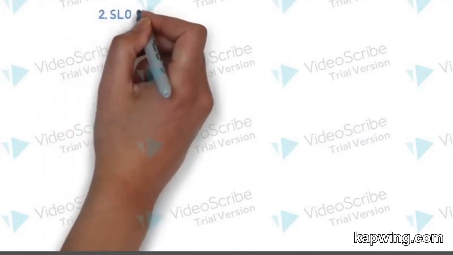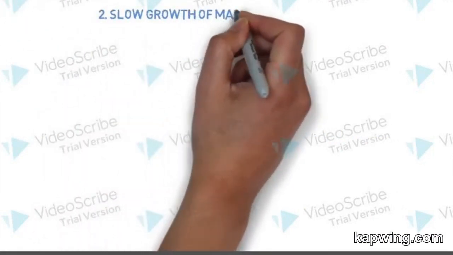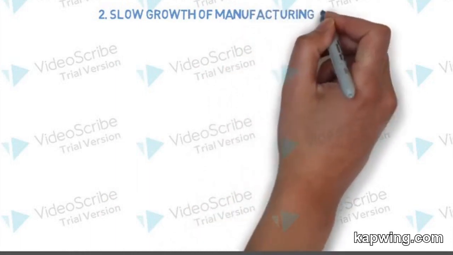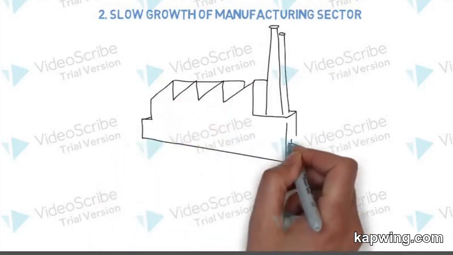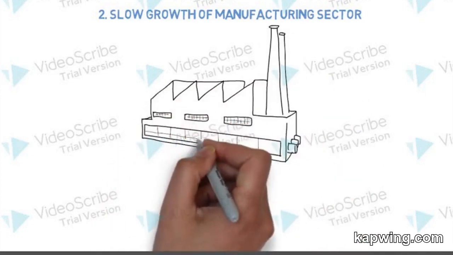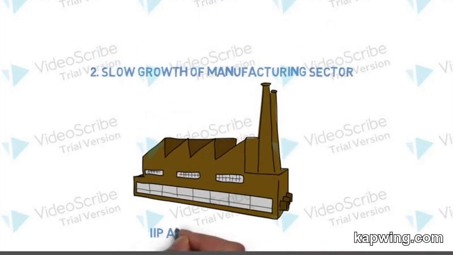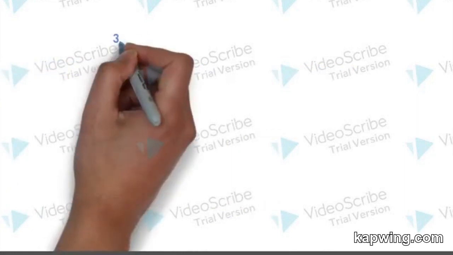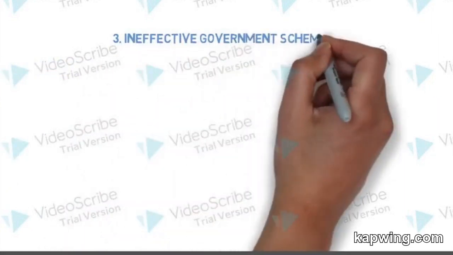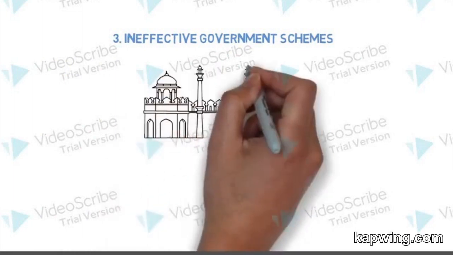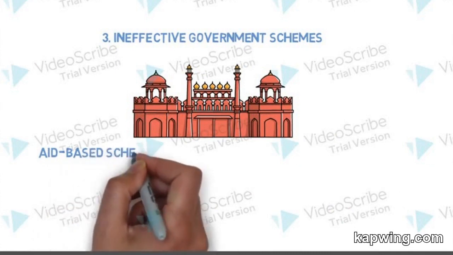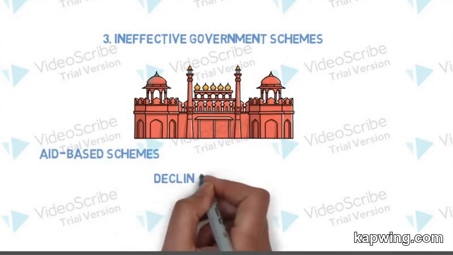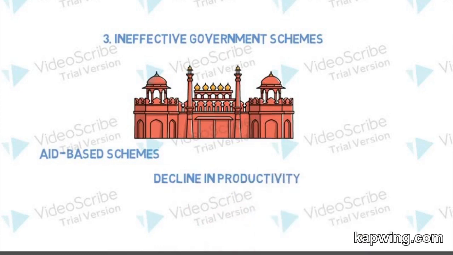Secondly, the slow growth rate of the manufacturing sector. According to a report by CMIE, the index of industrial production has decreased, indicating a decline of the manufacturing sector. Given that the manufacturing sector is the major source of employment, particularly for semi-skilled labor in India, this decline has led to increased unemployment. Lastly, ineffective government schemes. Government schemes, particularly the aid-based schemes such as MGNREGA, led to increased attrition from the agriculture sector, declining productivity. The increased dependence on aid leads to higher unemployment.